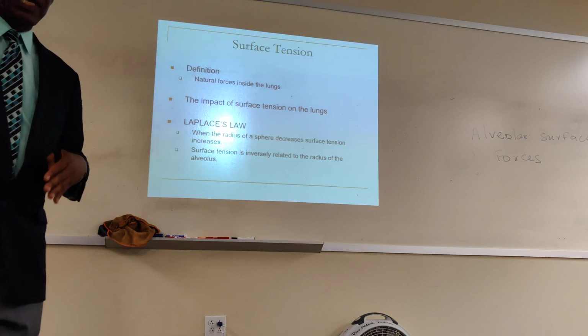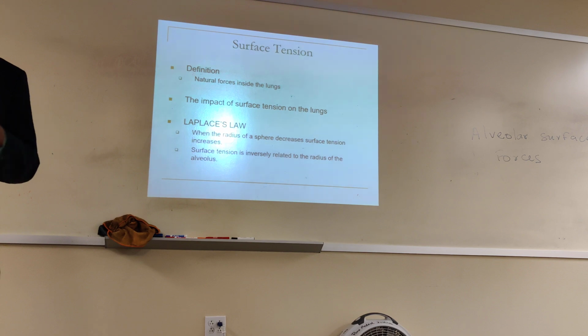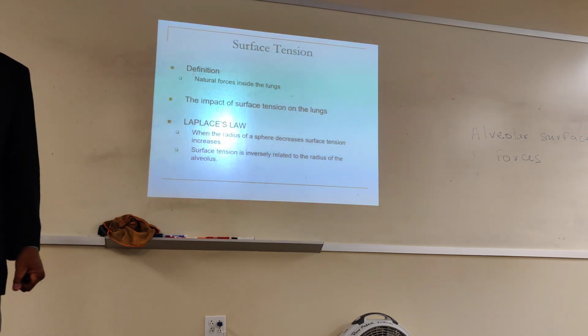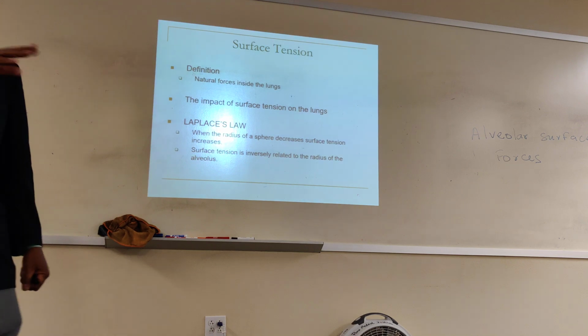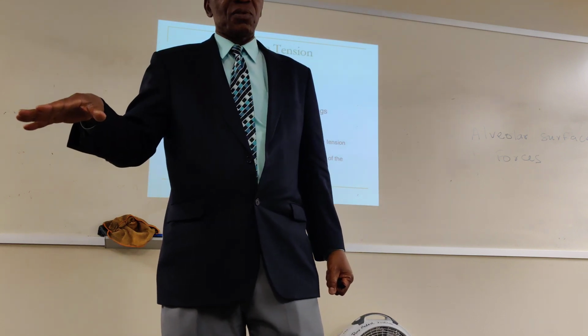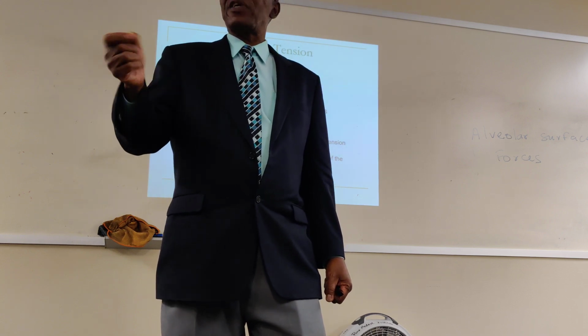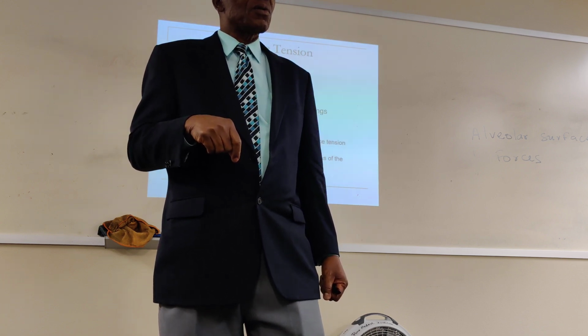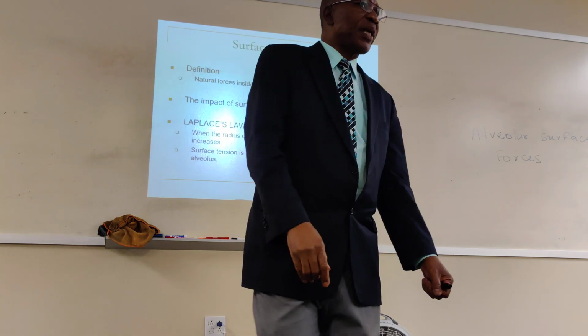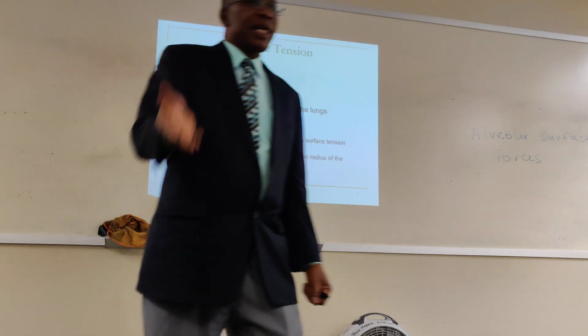And that surface tension has a lot to do with lung compliance. The surface tension tries to cause the alveoli to shrink at the end of exhalation. It pulls it together. Okay? So that means the less surface tension you have inside your lungs, the higher your lung compliance will be. The more surface tension you have inside your lungs, the lower your lung compliance will be. So surface tension is one of the things that determines lung compliance.